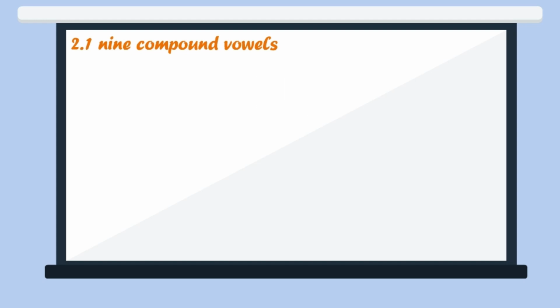The last compound vowel, üe. This is a rising compound. First pronounce the simple vowel ü, and then move to e quickly. Please read after me.